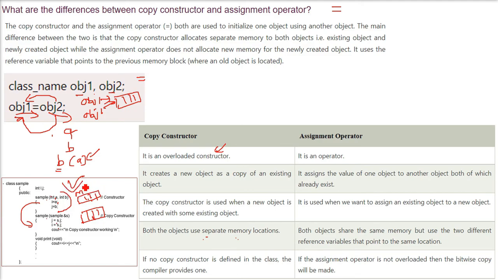Copy constructor: if no copy constructor is defined, the compiler will provide you one. It is already there with you. Assignment operator: if it is not overloaded, then a bitwise copy will be made. As I said, this object can only be assigned when this operator is your overloaded operator.